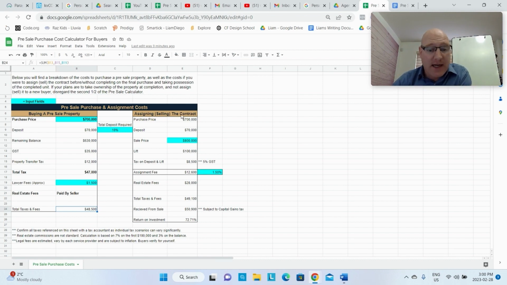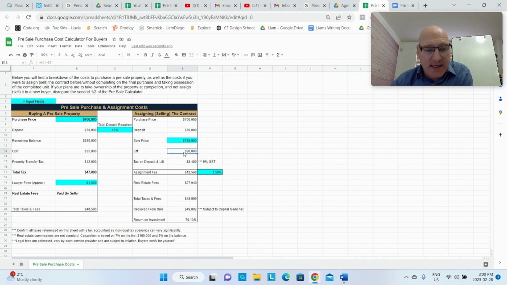And then if you are looking at selling it, this is what it looks like. Your purchase price is going to be the same. Your deposit will remain the same. Then your sale price, let's say, in this case, let's just keep it at 800,000, but let's say it was 798,000. Maybe that's what you negotiated with the buyer who's buying the contract from you.